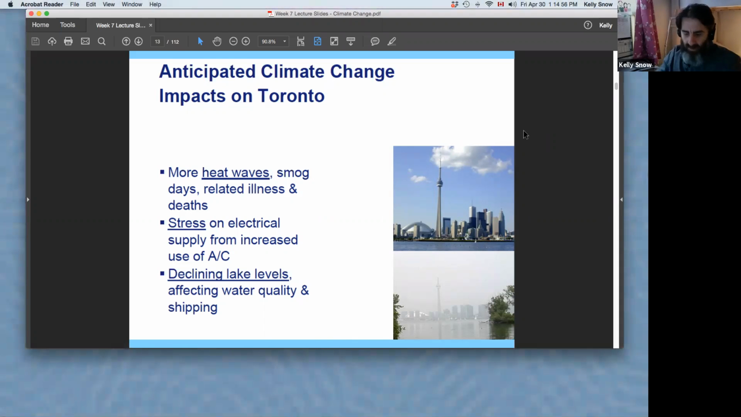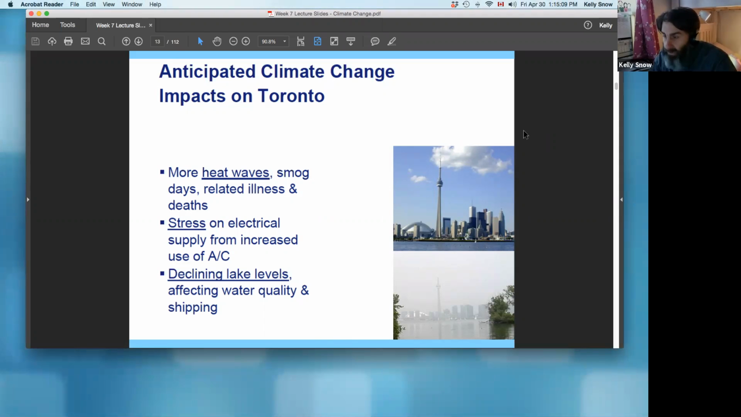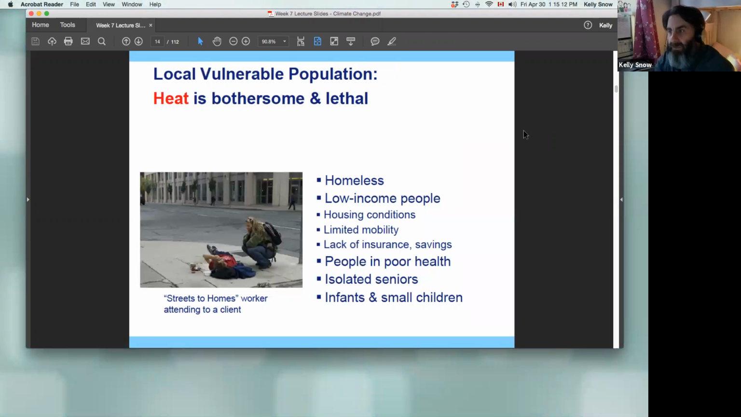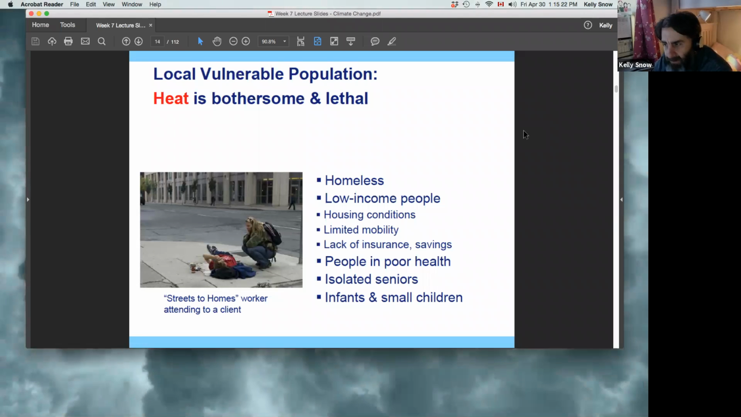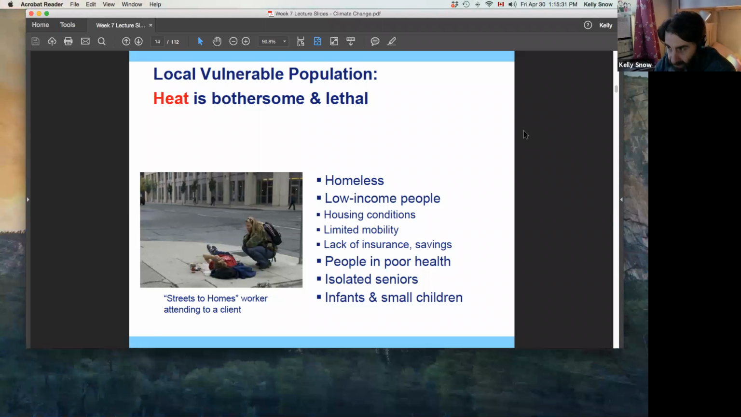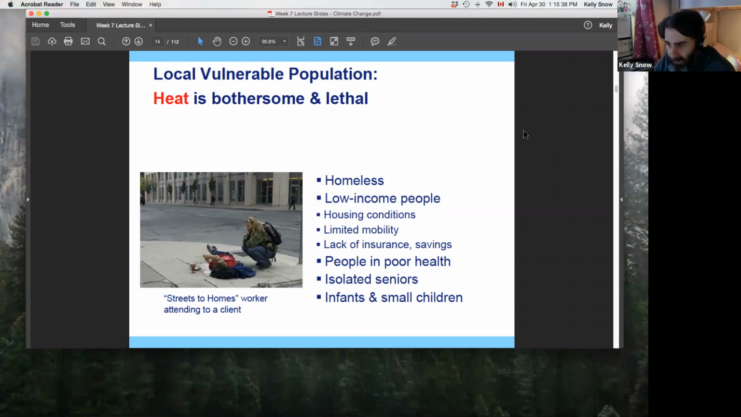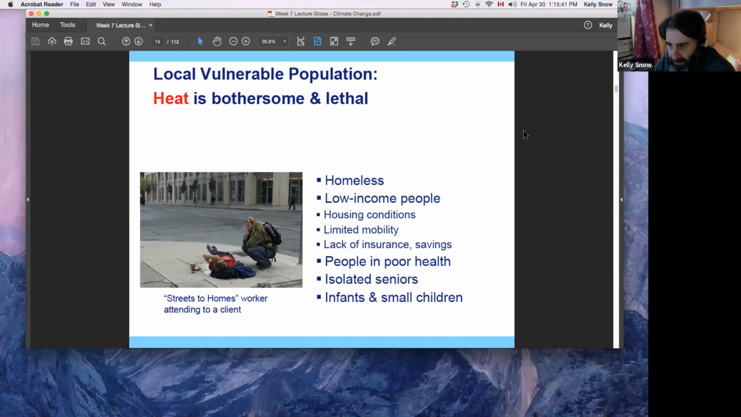Okay. So smog days have really reduced, though, I should point out, since we've stopped burning coal in Ontario. But there are times that I will show where this is an issue. Particulate matter. So how does this affect vulnerable populations? Heat is very, very dangerous to people who are homeless, low income, have poor housing conditions, or have limited mobility. People who lack insurance or savings are very vulnerable to heat if they don't have proper housing and so on. And this, of course, includes isolated seniors, and infants and small children.